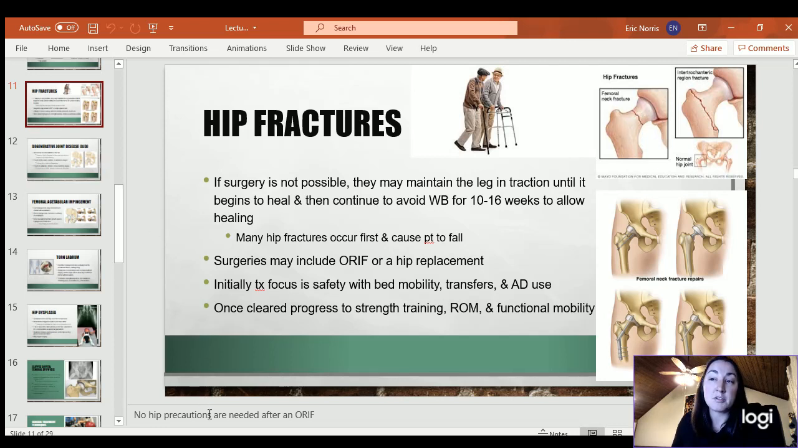As far as hip precautions go, I also do want to mention that after an ORIF, remember that is open reduction internal fixation. After that type of surgery, so they've put in pins, they've put in rods and screws, they put in any of this hardware, there are not hip precautions. There are typically not any hip precautions needed after that. The hip precautions I was talking about are after other types of surgery.